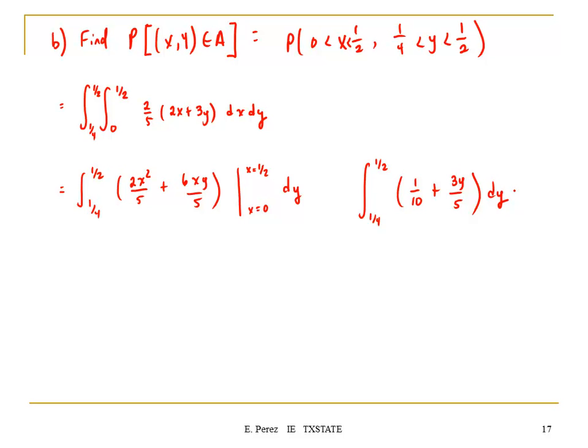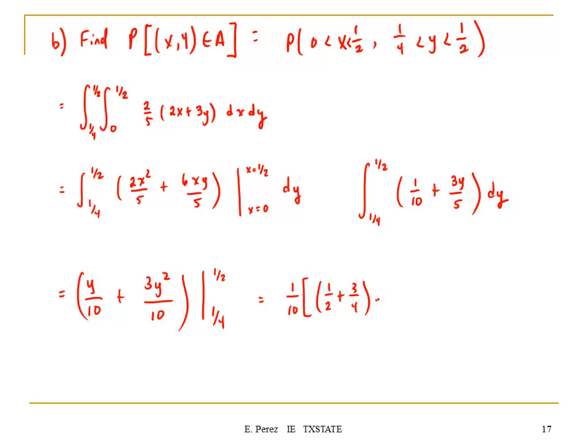And now you need to integrate with respect to y. In that case, this is y over 10 plus 3y squared divided by 10, evaluated from 1/4 to 1/2. So this will become 1/10 times (1/2 plus 3/4) minus (1/4 plus 3/16), and that is equal to 13/160.